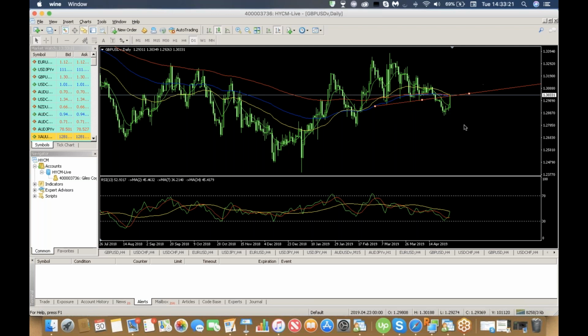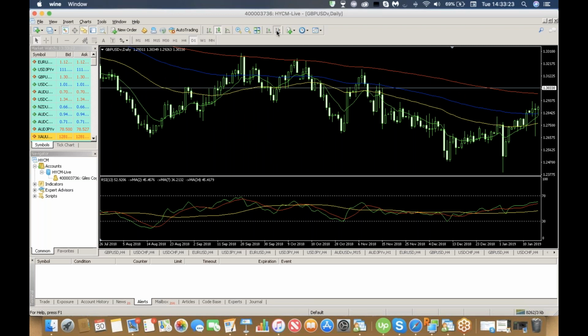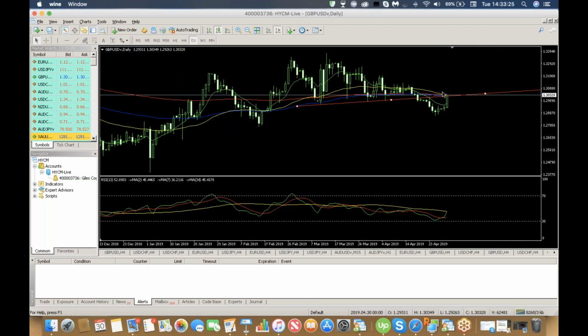We have a collection of the moving averages, the 100, the 50, the 200. That's going to provide some resistance. We also have this ascending trend line.